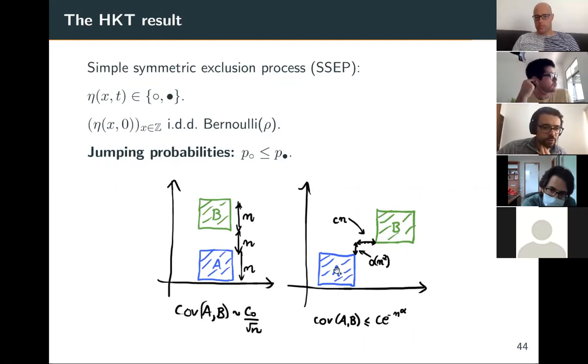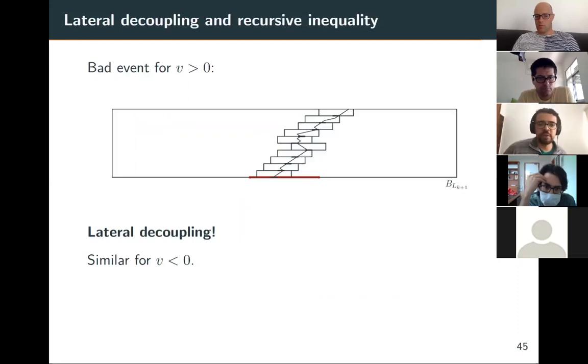So particles from the environment that are only diffusing cannot go from box A to box B, or have very small probability of doing so. This accounts for a good decoupling for the exclusion process. So how do we use this? Again, we define these deviation events that you go faster than some positive speed. Now it has to be positive so that you can guarantee that the boxes are not aligned or are not on top of each other.